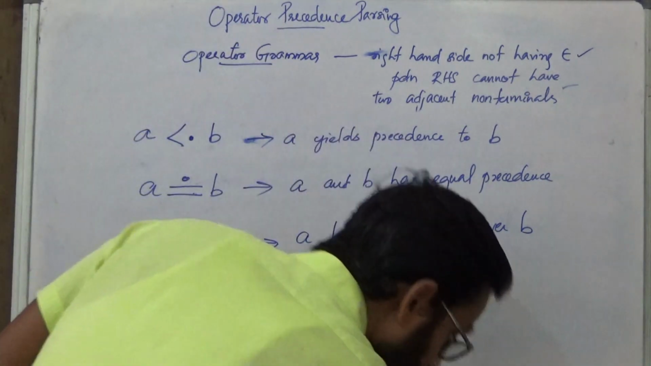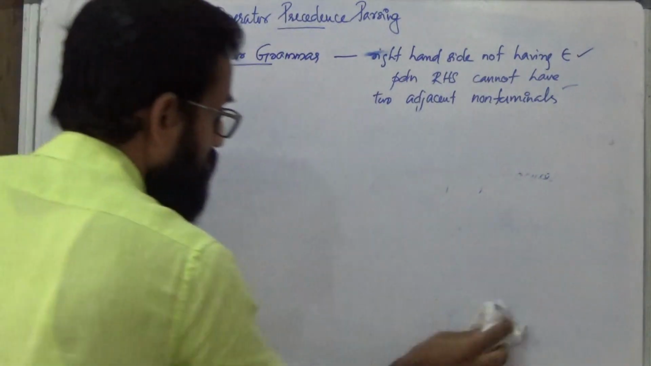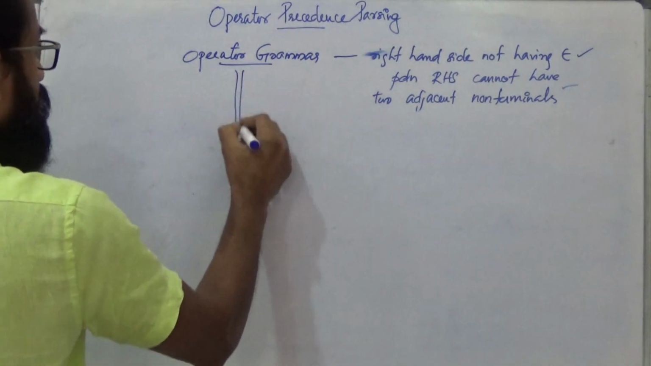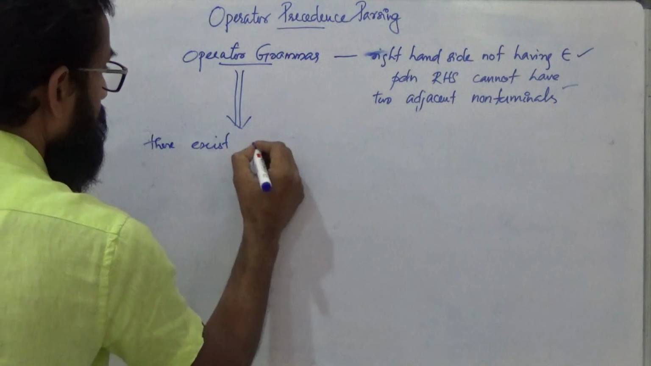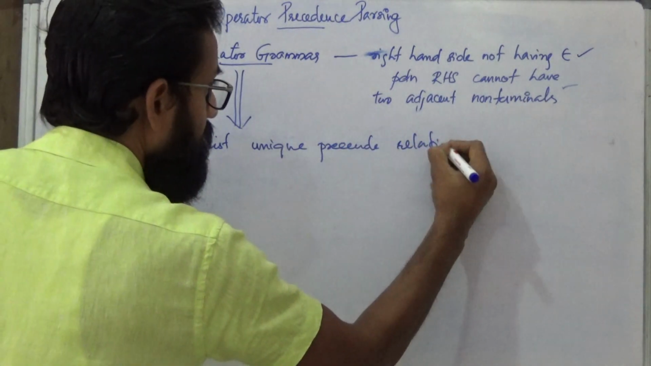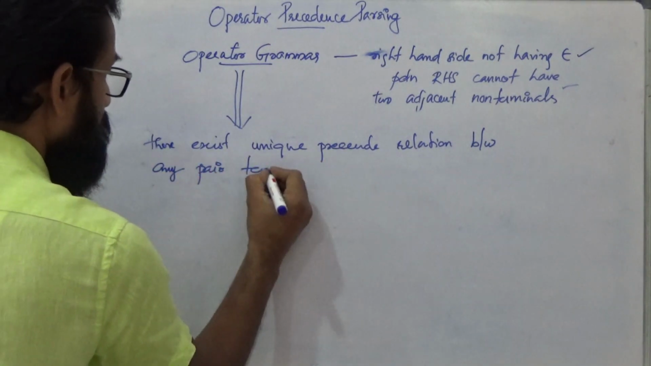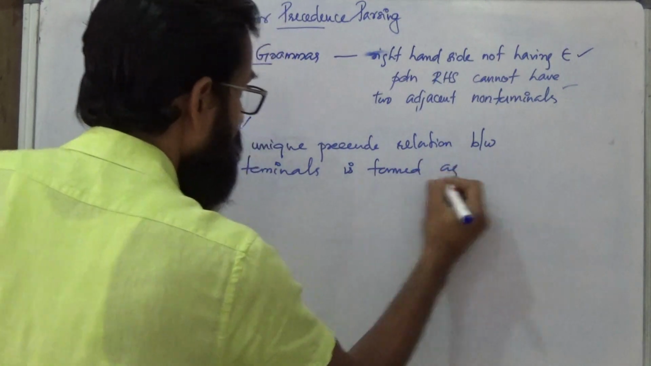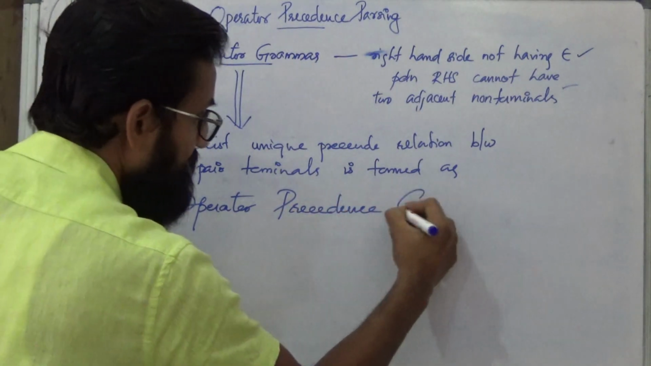So the class of operator grammars for which there exists a unique precedence relation between any pair of terminal symbols is termed an operator precedence grammar.